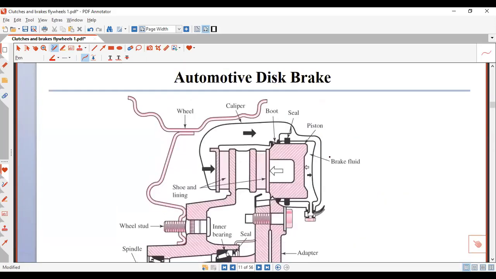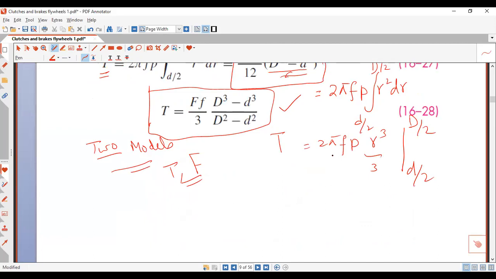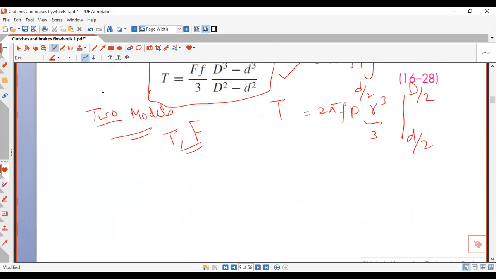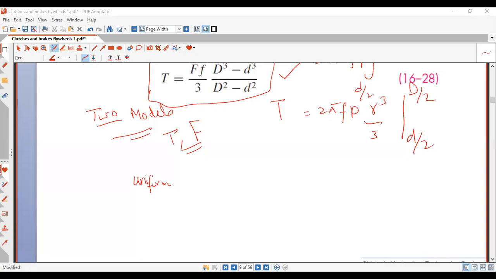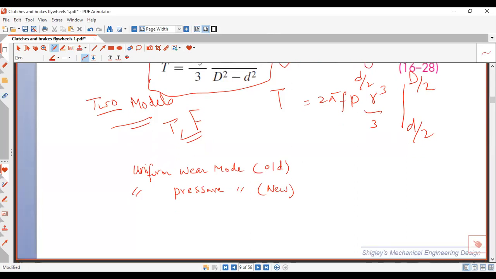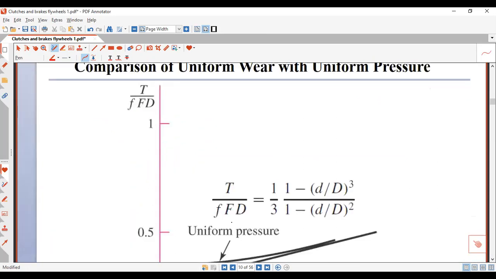Now, I also told you about these two models. As I said, the uniform wear model is used for old clutches, or when the clutch becomes old, and the uniform pressure model is the one for a new clutch, or when the clutch is new. Now if you look at them, there is not much difference between these two.